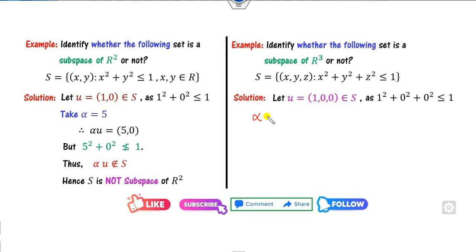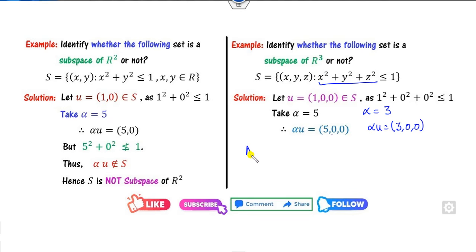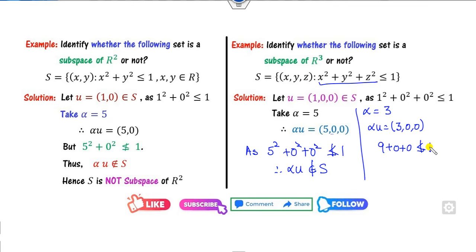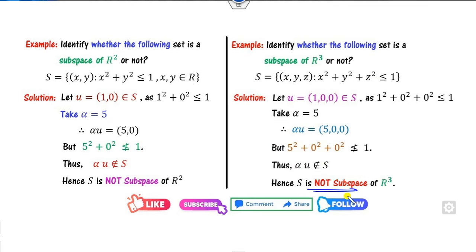Now you can choose any alpha. Again I can choose alpha as 5. Then what will be alpha times U? (5, 0, 0). Fine. You may choose alpha as 3 also, it's your choice. Then alpha U will be (3, 0, 0). Does it satisfy this property? Now you can see 5 squared plus 0 squared plus 0 squared is not less than or equal to 1, so alpha U is not part of S. Similarly, 9 plus 0 is not less than or equal to 1. So therefore it is not a subspace.